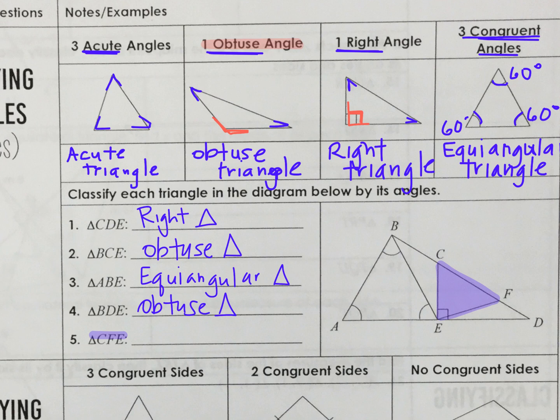The last one we're going to look at is CFE. C looks like a cute little angle. F looks like a cute little angle. And E, do you see how it's just a tad less than 90, which means it is also a cute little angle. If I have 3 acute little angles, what do I have? I have an acute triangle.